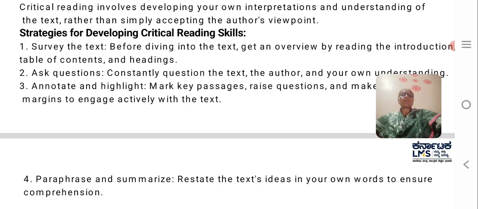For example, a political campaign advertisement aims to persuade voters to support a particular candidate. A critical reader would recognize the persuasive nature of the ad and analyze the techniques used to influence opinions. So, all this is based on asking questions. You have to constantly question the text, the author, and your own understanding of the text.